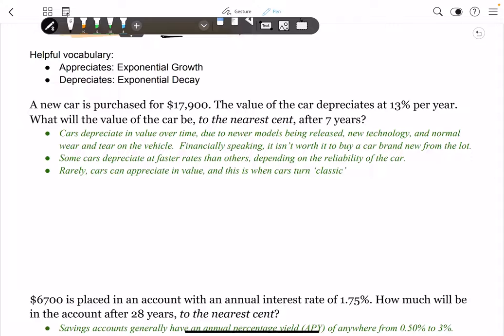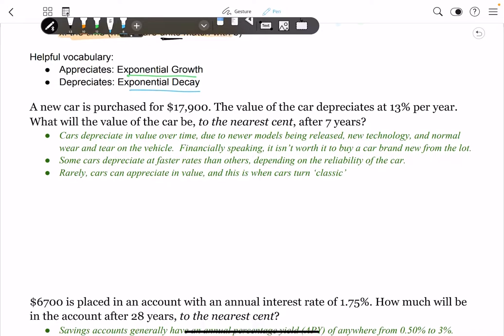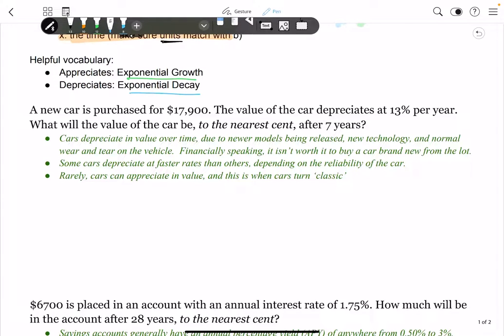So some helpful things to know before we start. If something is appreciating, it's experiencing growth. If something is depreciating over time, it's experiencing decay. Okay, so let's read our first example. It says a new car is purchased for $17,900. Okay, so I know right away that's going to be my initial value, my A value.